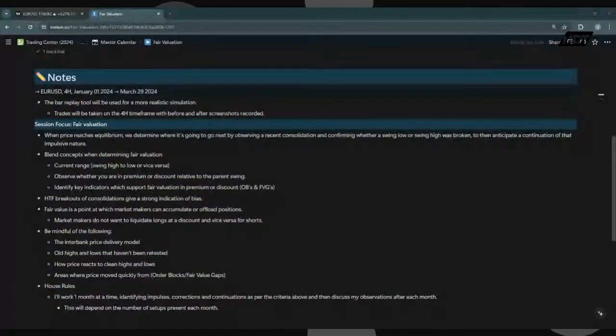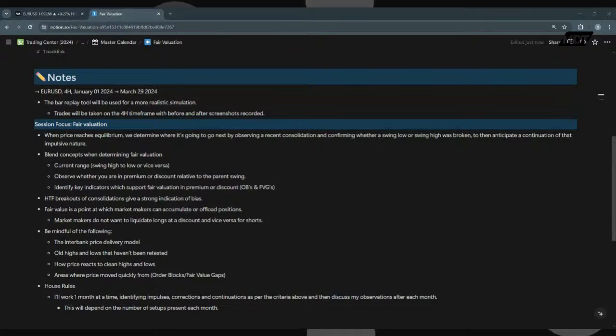So when price reaches equilibrium, we determine where it's going to go next by observing recent consolidations and confirming whether a swing low or swing high was broken, to then anticipate a continuation of that impulsive nature. That goes back to phase identification, understanding that the market moves in impulses and consolidations, and that is the foundation of identifying a trade and then trading in alignment with that trend. We blend concepts when determining fair valuation.